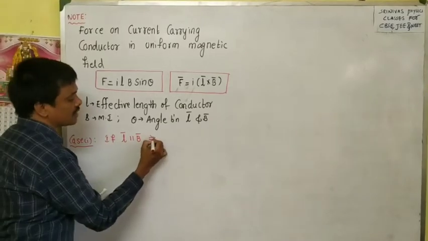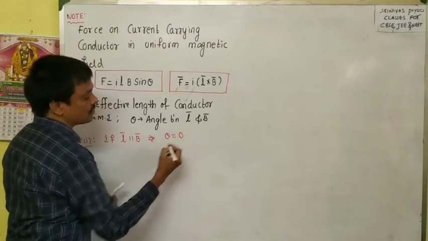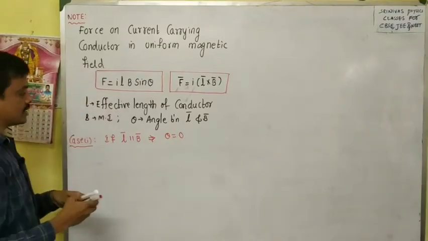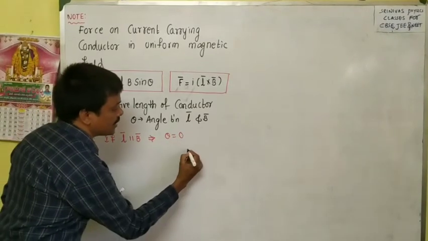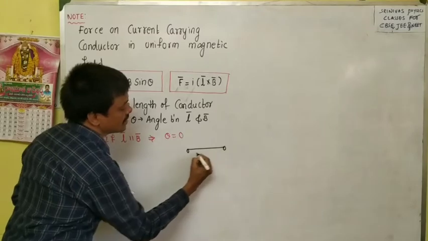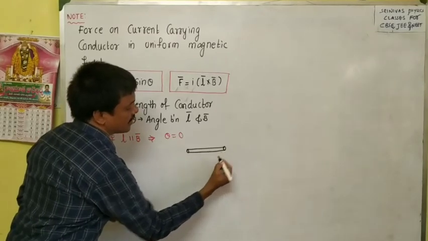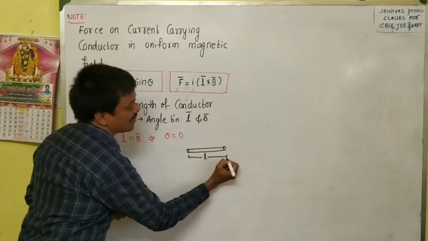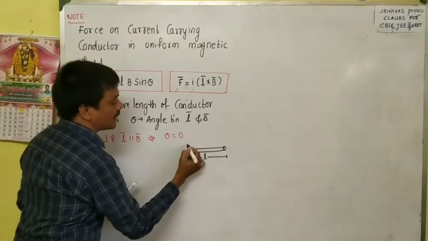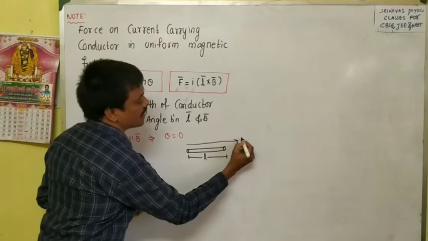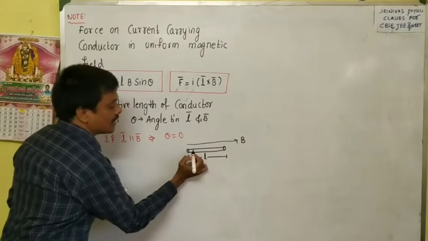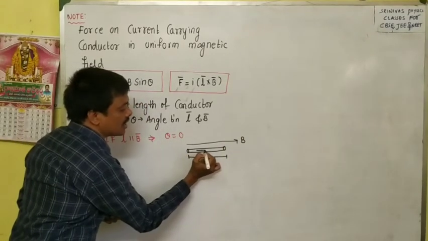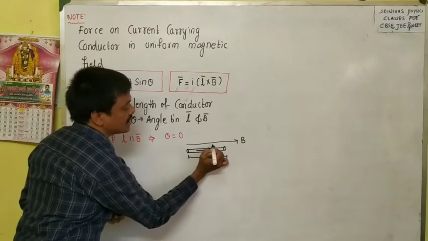Then theta, what do we take? Theta we will take as 0, right? Its diagram I will draw here, look carefully. This is a wire, and this is the length of the wire. Length we are taking as a vector, and the magnetic field is on the right side, the length is also on the right side, and the current also flows to the right side.